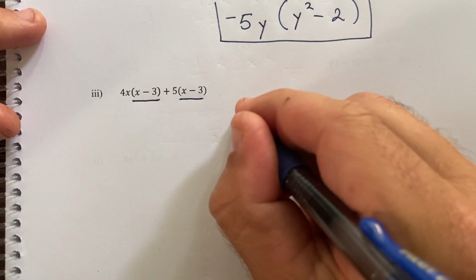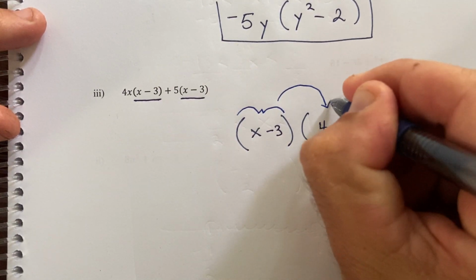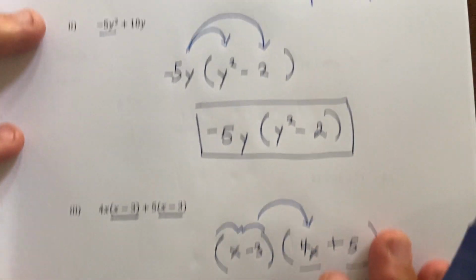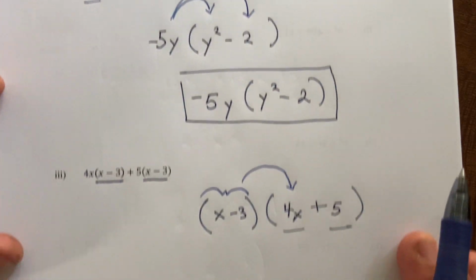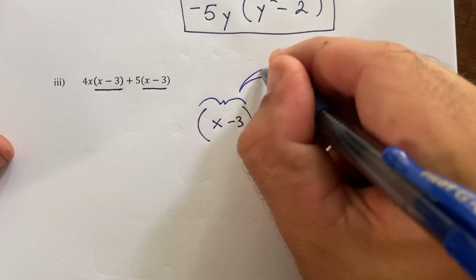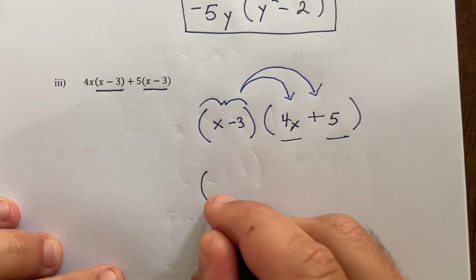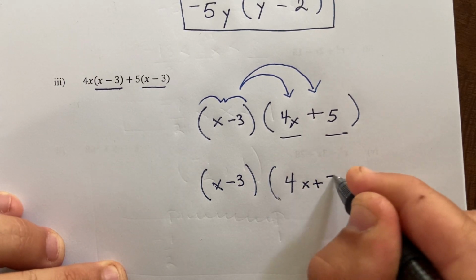Again, if you imagine distributing this whole object, just like I was imagining distributing the previous ones, this is just one whole object, and if I were to distribute it, that would be a way of checking, okay, yeah, we do get back what we had. So I'll write x minus 3, 4x plus 5.